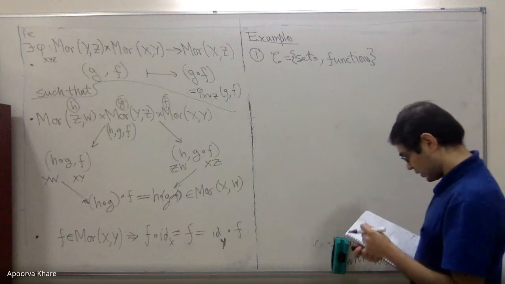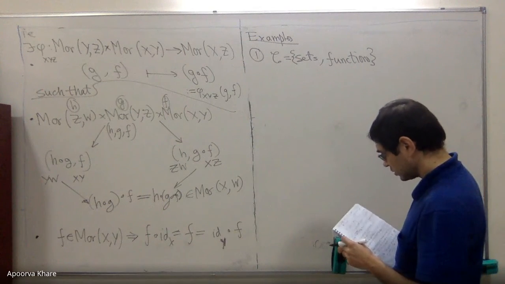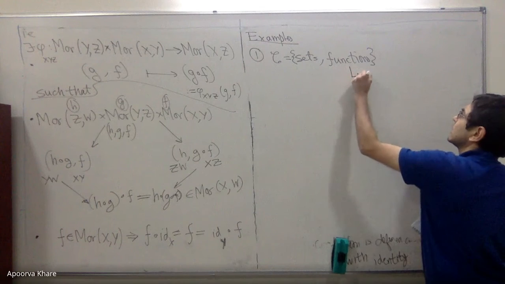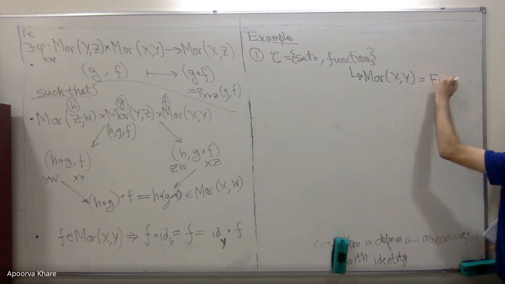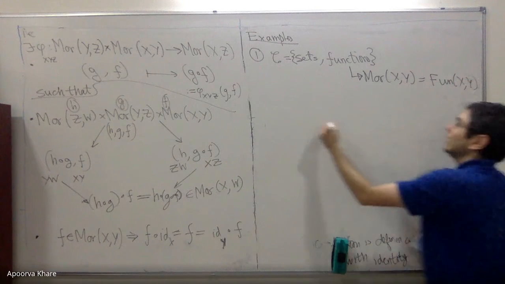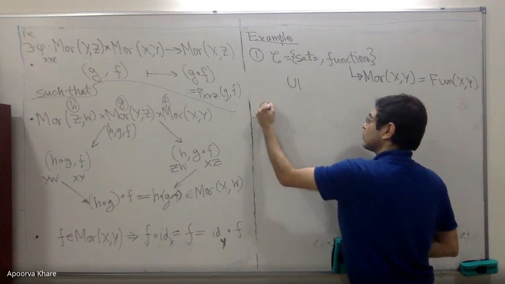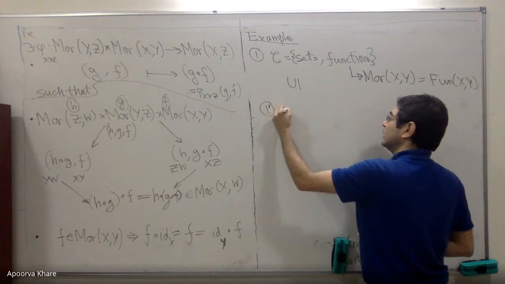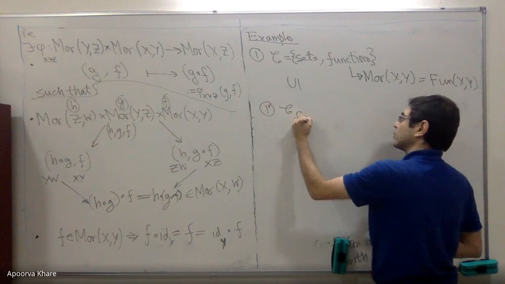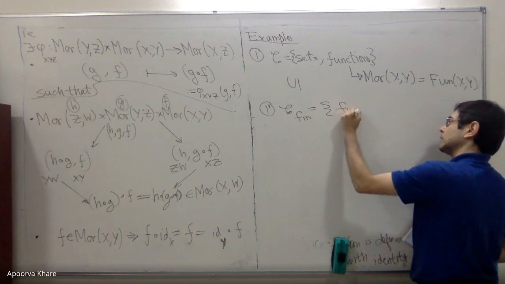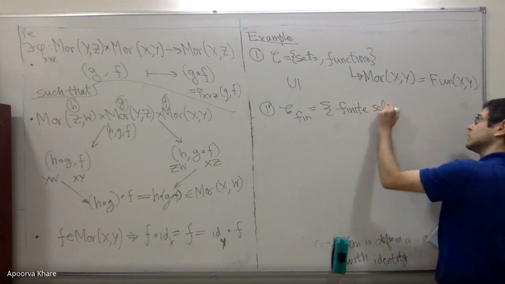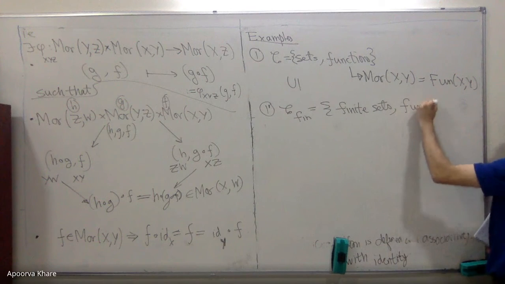Do I want to mention anything more about this? So maybe I should just say, more precisely, morphisms of x comma y is the set of functions from x to y. Okay, and now this contains a subcategory that we call maybe C fin, the finite sets, and then the same functions as the maps.